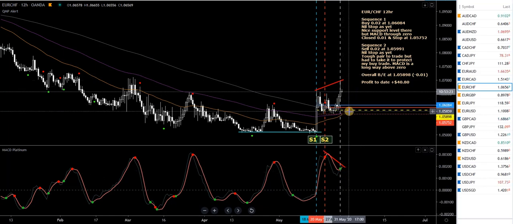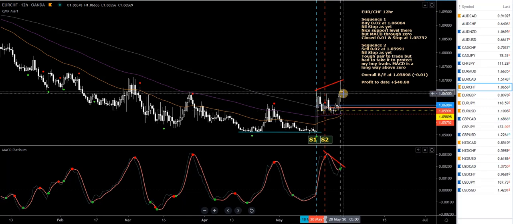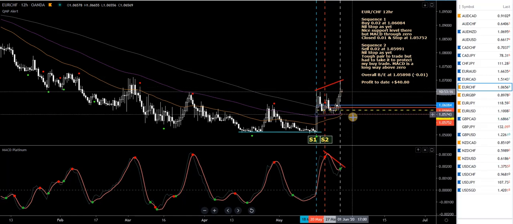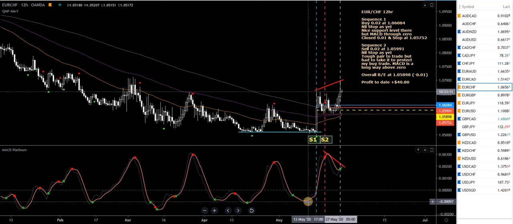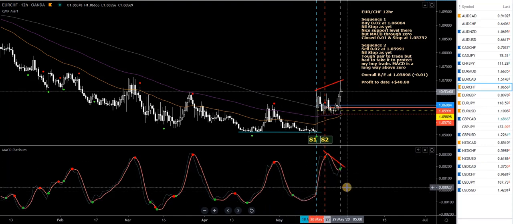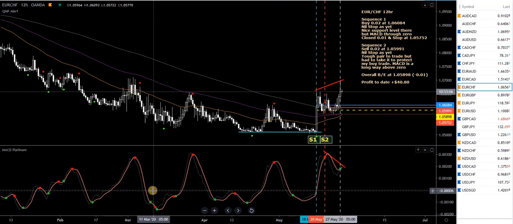My overall break even for both trades at the moment is this level down here, which is a long way below where current price is. Ideally, I want price below that yellow line. But the MACD Platinum's a long way above the 0 level, and this thing oscillates around the 0 level, as you can see, the 0 level being that dotted line there. So just took a little bit of profit there.